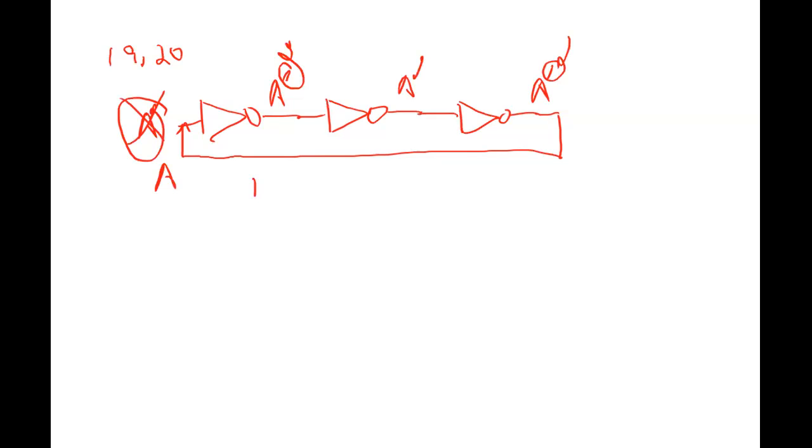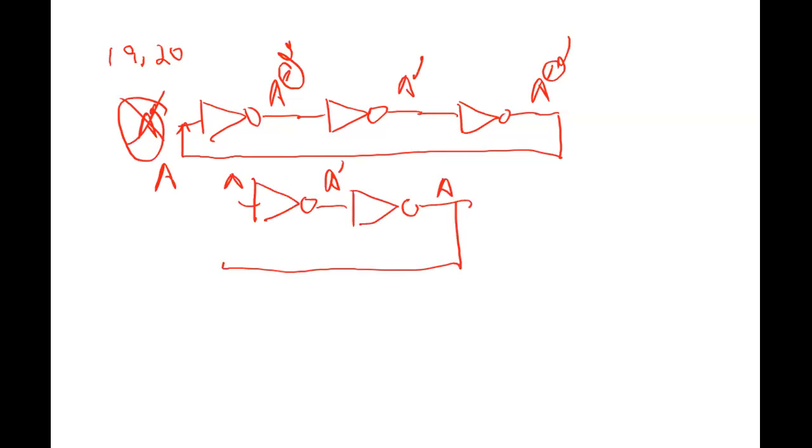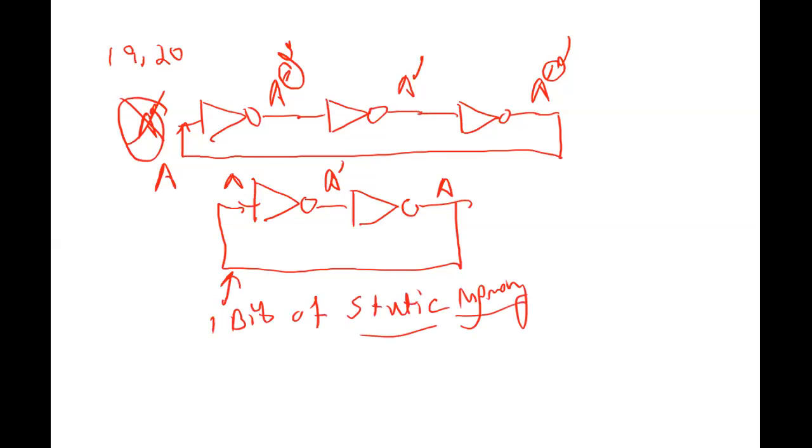Now that's different than if you did something like this. Now if I have A, this is A prime, and this is A, and now you have a way to store a bit. And this is 1 bit of static memory. So in effect, you can make a storage element with 2 NAND gates, but you can make a clock with 3.